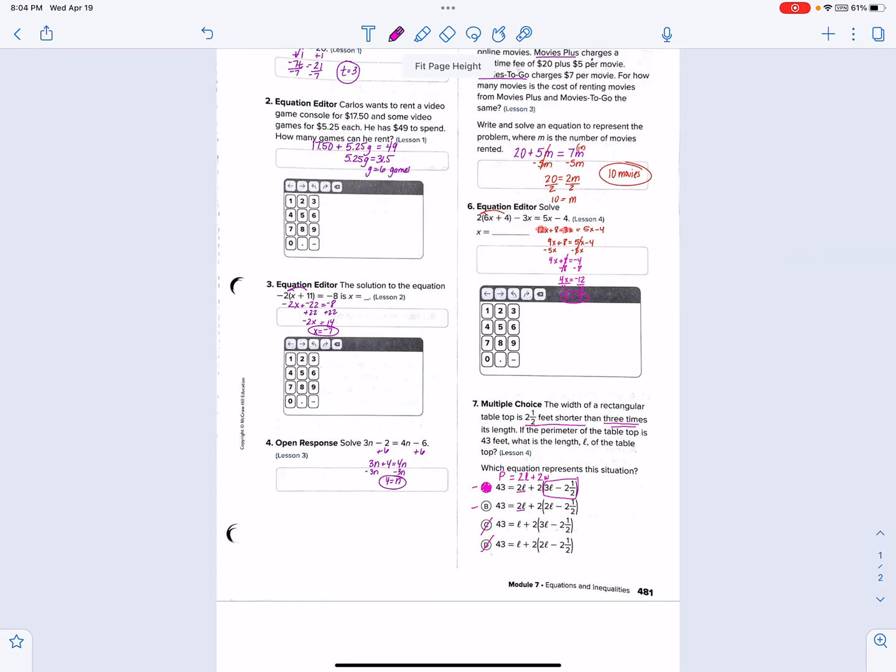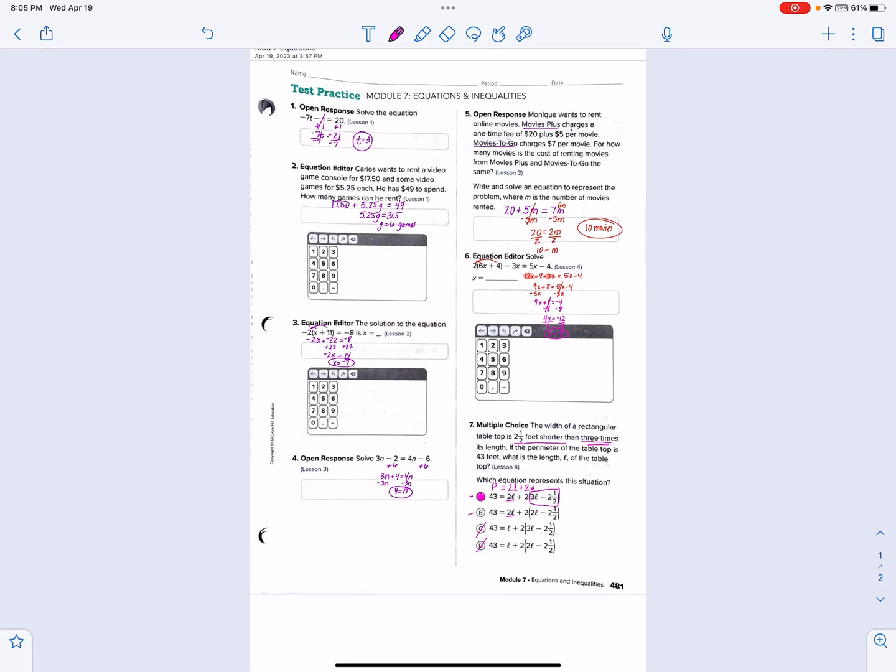Okay, and that's it. Go ahead and submit that to the Mod 7 submission.